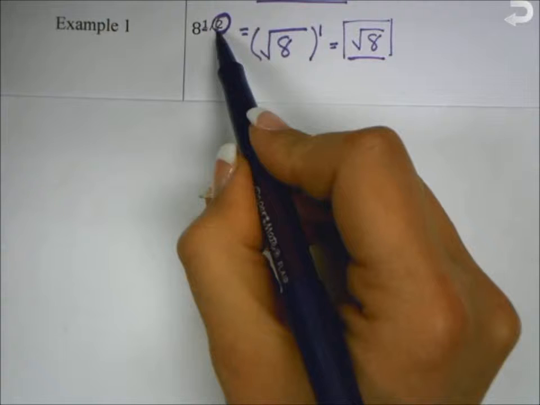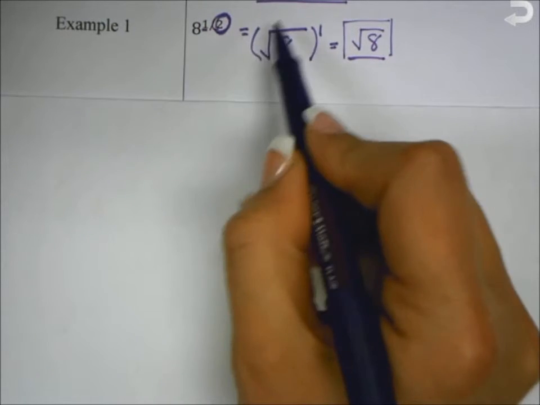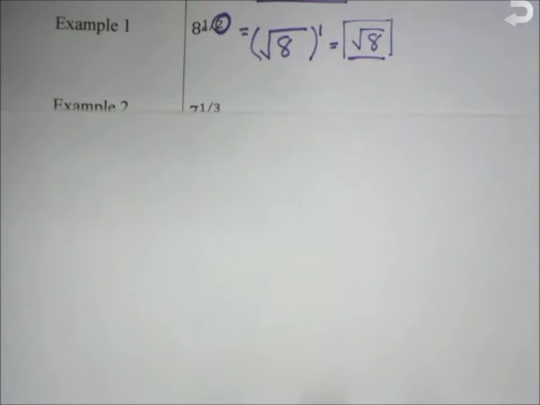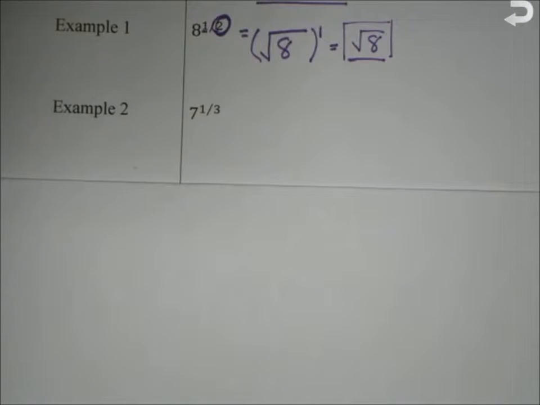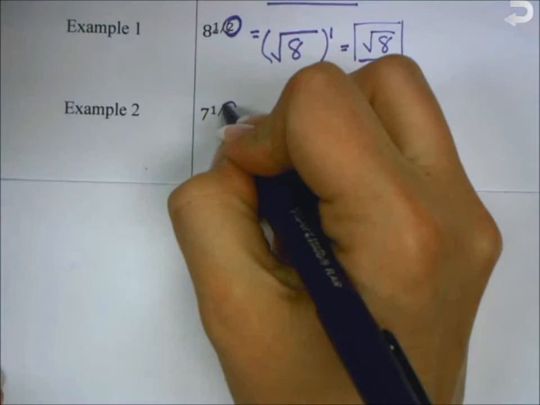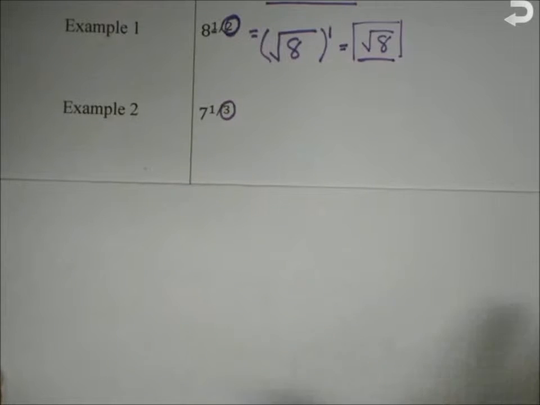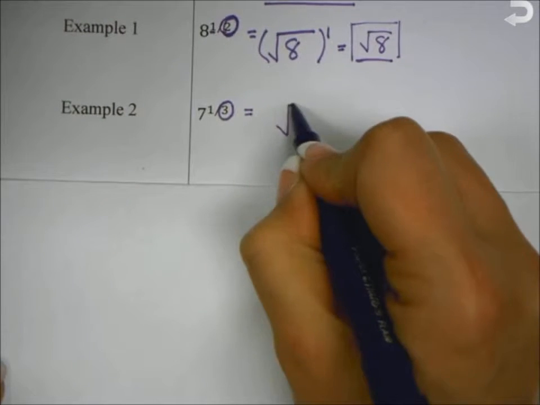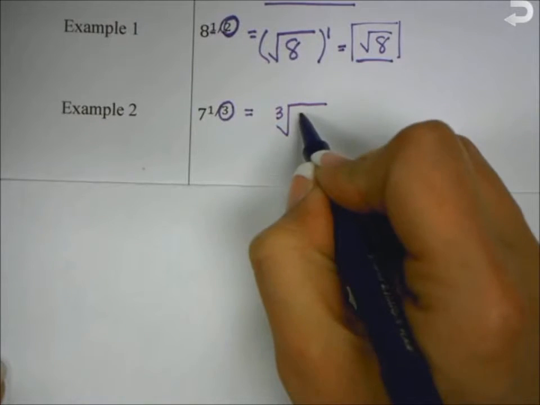So let's try another one. Example 2. We have 7 to the 1/3. So this 3 is going to tell me what the radical nth root is going to be. So I actually want to take the third root here of 7, and all of that is being raised to the first power. So all I did was I took that denominator and I changed it to a radical.